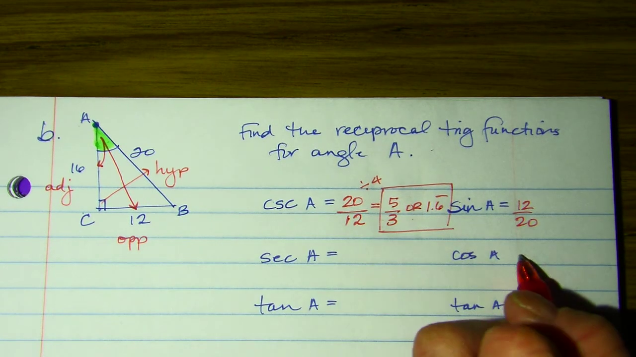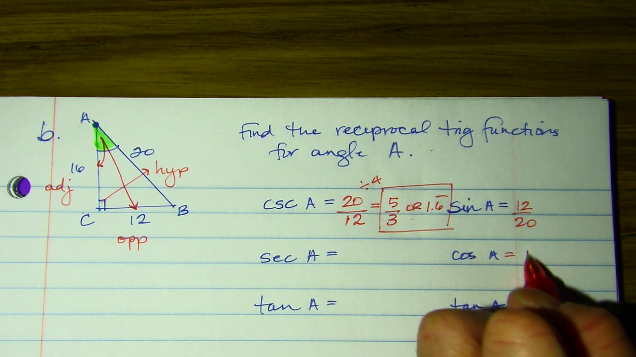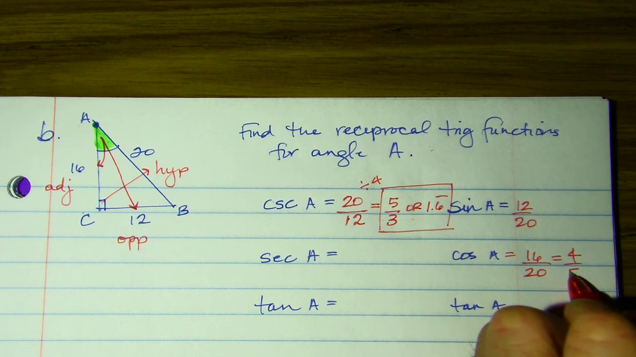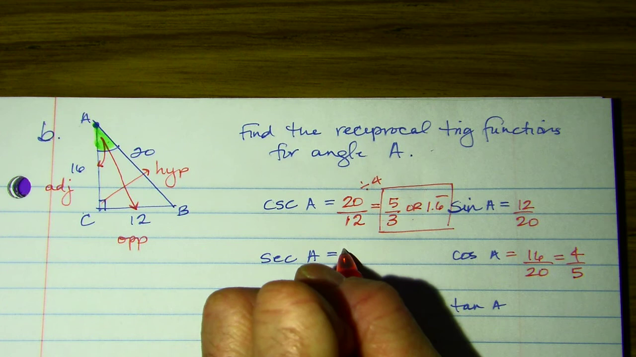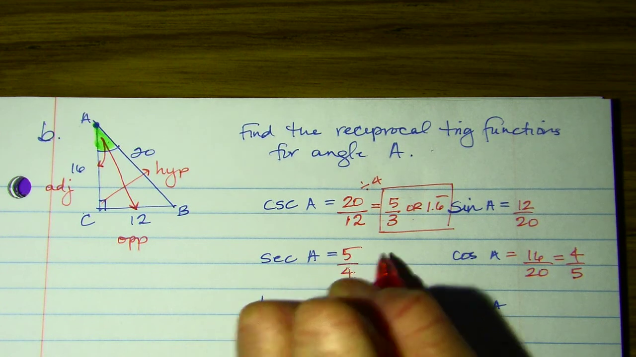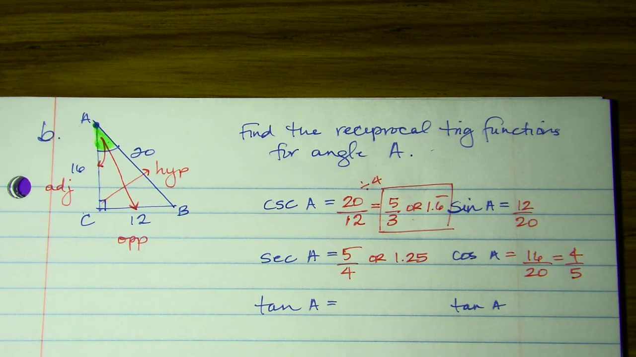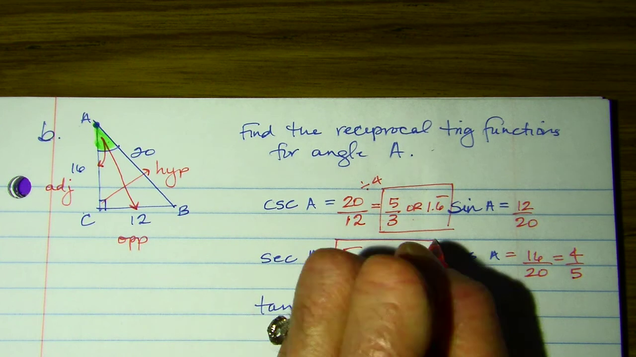So cosine of angle A would be adjacent over hypotenuse, which would be 4 over 5. So I'm going to write the reciprocal of that. That's 5 over 4, or that's 1.25. I know that one by heart, so you could write either.